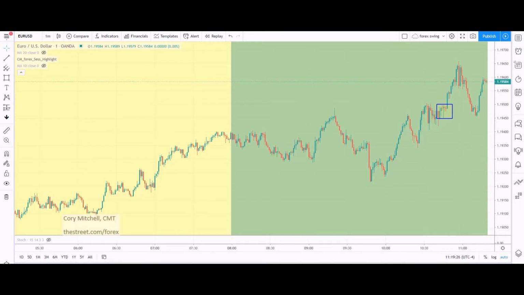thestreet.com/forex. Going to look at the technical turnaround forex day trading strategy today. I use this on the EURUSD 1 minute chart. I have a couple of things up here.